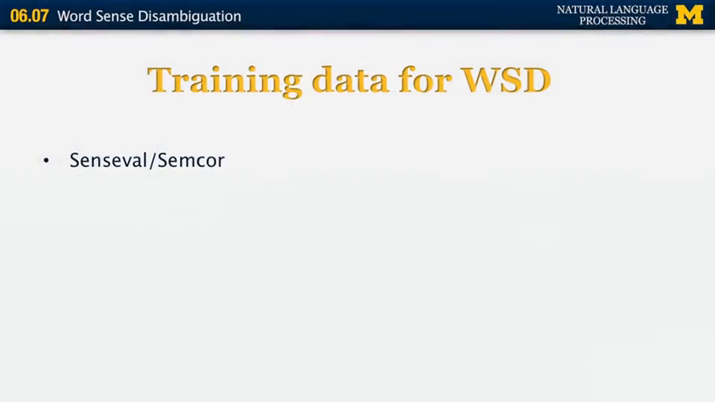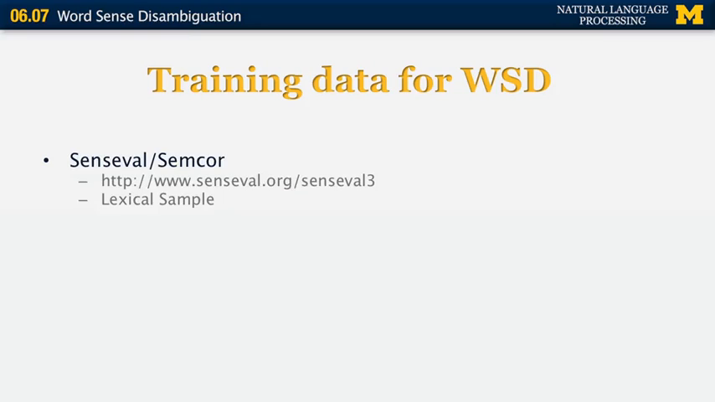So some of those methods that I mentioned before were trainable. So the question comes now, where do we get training data for word sense disambiguation? Well, there are several different places where we can go. One is to go to the SenseEval and SemCor data sets, which are available from public evaluation of sense disambiguation systems. This can be obtained from the senseeval.org website.